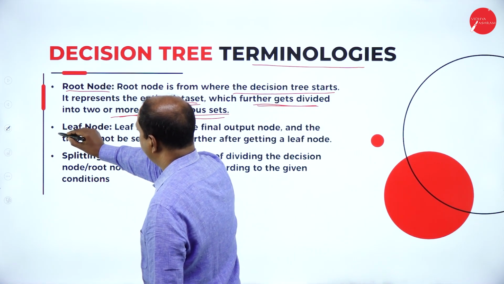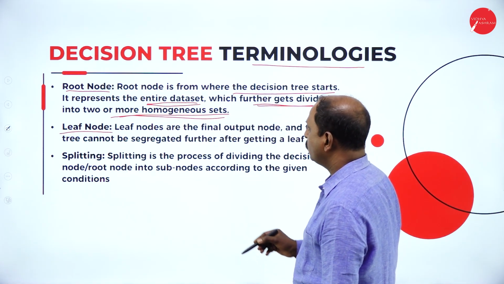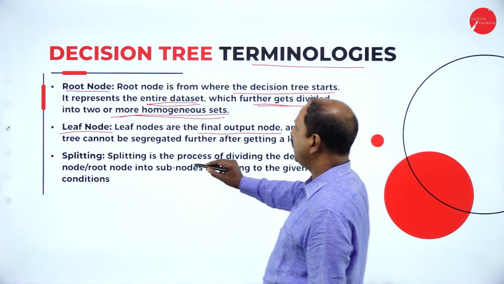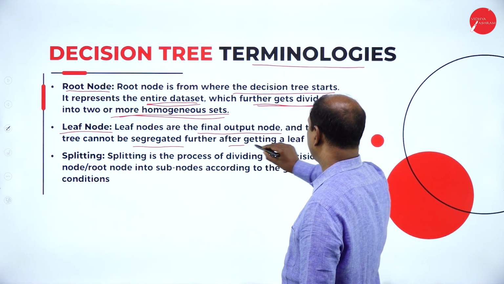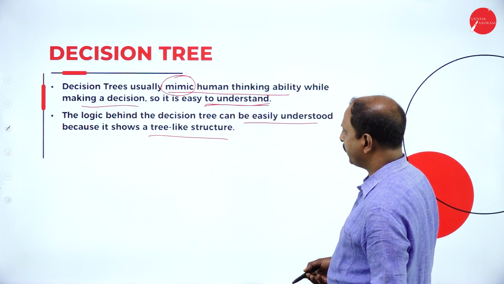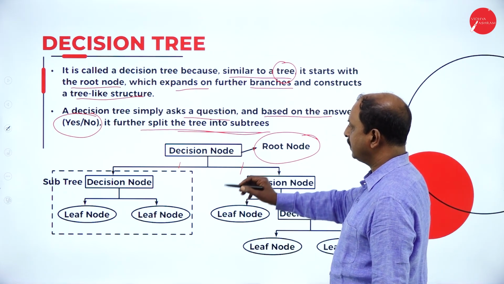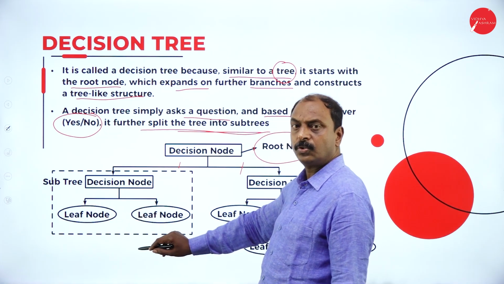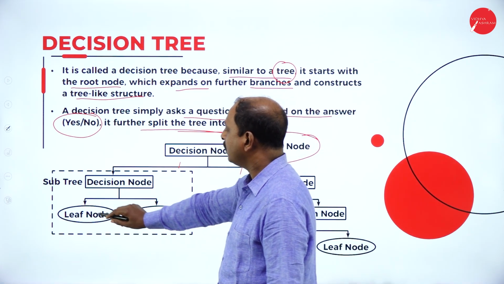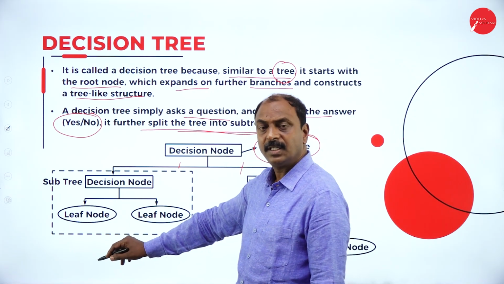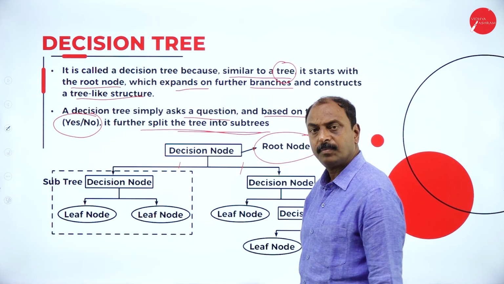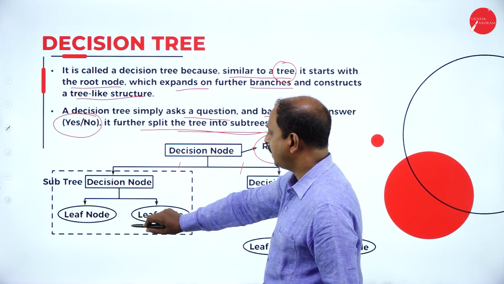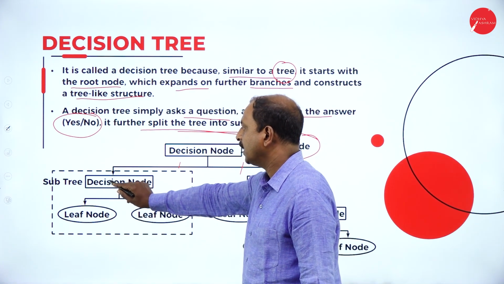Then what is a leaf node? Leaf nodes are the final output nodes, and the tree cannot be segregated further after getting a leaf node. If you look at the schematic diagram here, this is the root node and here we can see the leaf node. It is the last node of the algorithm and it cannot be further divided into branches. So this is the definition of leaf node, and it is the result of the decision taken at the decision node.